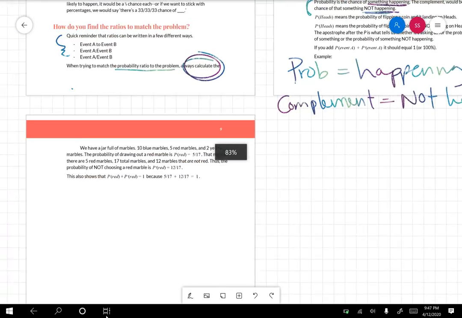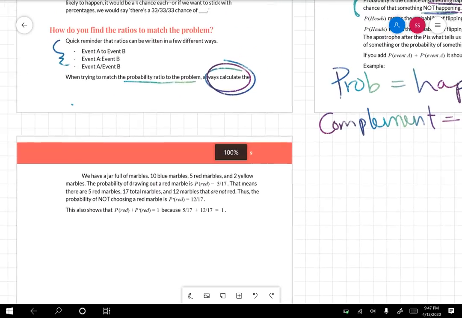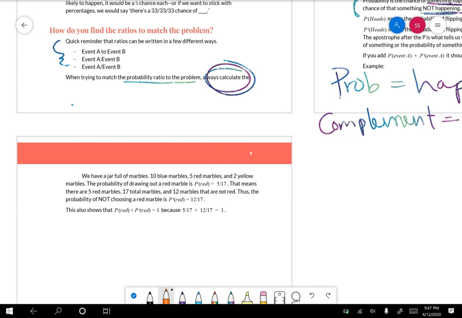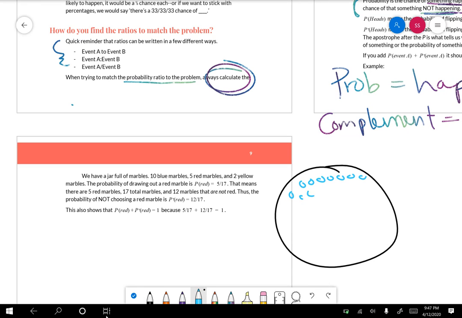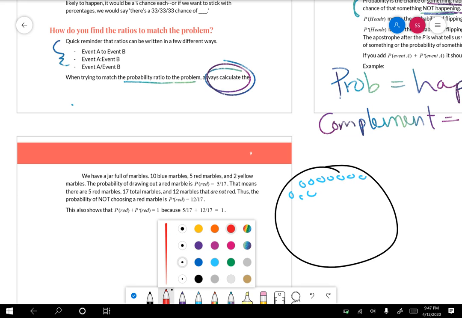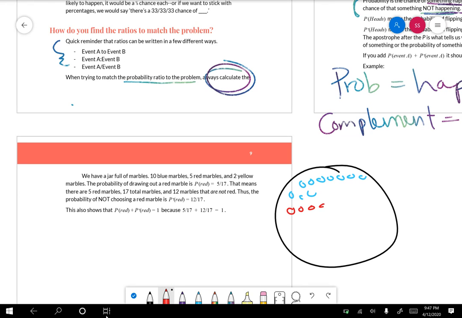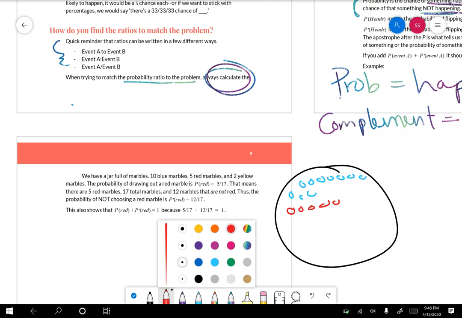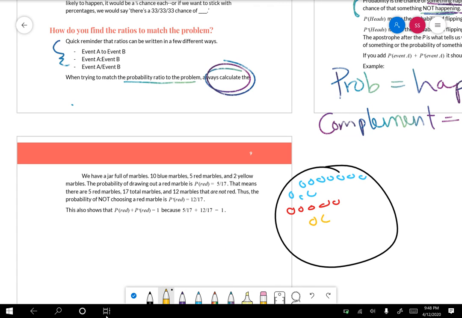Actually, let's go over the example really quick. Okay, so let's say that we're looking at marbles again. We have some marbles. 10 of them are blue: 1, 2, 3, 4, 5, 6, 7, 8, 9, 10. And we have 5 red marbles: 1, 2, 3, 4, 5, and 2 yellow marbles. We're almost done, you guys.